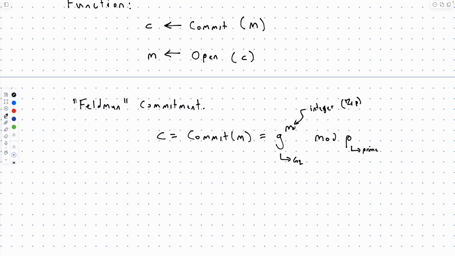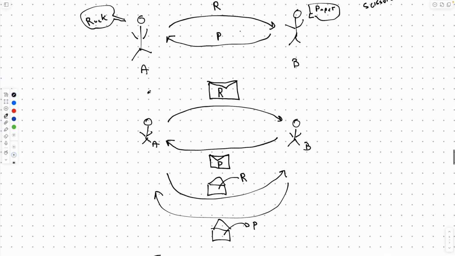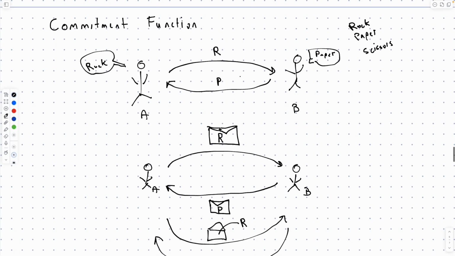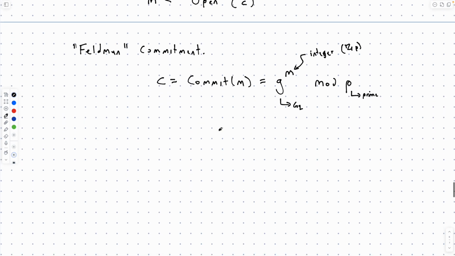Okay, now if I want to commit to the word rock, how do I do that? Well, I'm going to have to convert it to an integer first. Or I'm going to have some convention that says, I'm just going to encode the number 0, 1, or 2. 0 means rock, 1 means scissor, 2 means paper, and then both Alice and Bob agree on that encoding. So if both of them know what it is, then I can use encodings themselves.